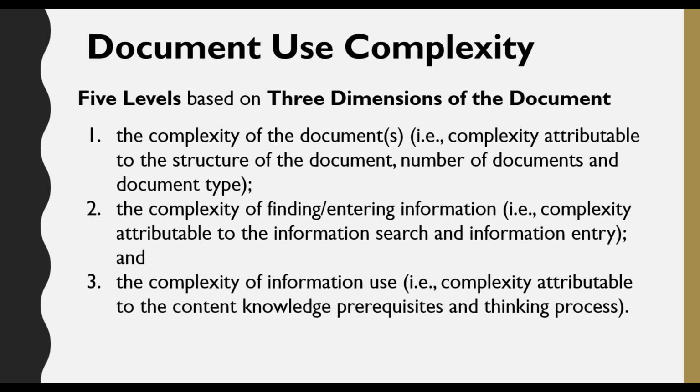Document use complexity is, again, a 5-level scale, and it's based on 3 dimensions of the document itself. The dimensions are the complexity of the document, which covers the structure of it, the number of documents, and document type. Then there's the complexity of finding or entering information on that document, so how hard it is to find the information you need or enter the information you need to enter. And of course, the complexity of the information use. So what do you need as far as prior knowledge and content knowledge and thinking processes to be able to actually use that document?